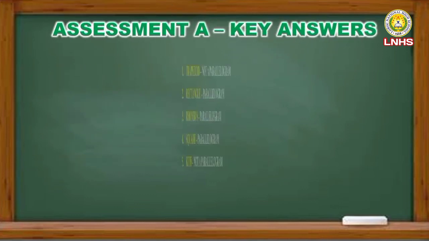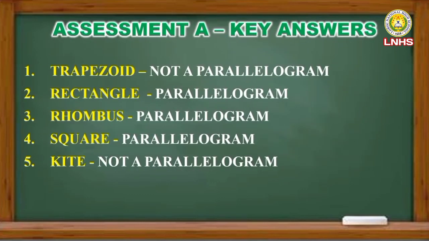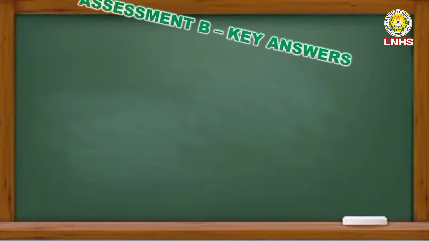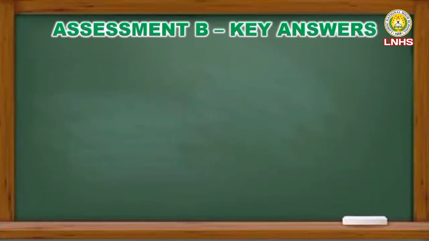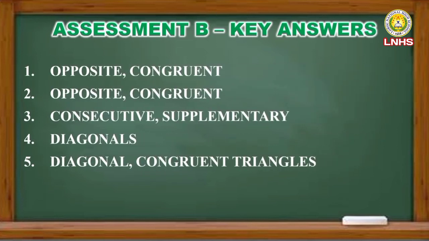Assessment A, answer key. For number 1, not a parallelogram. Number 2, parallelogram. Number 3, parallelogram. Number 4, parallelogram. Number 5, not a parallelogram. Assessment B, answer key. Number 1, opposite, congruent. Number 2, opposite, congruent. Number 3, consecutive, supplementary. Number 4, diagonals. And number 5, diagonal, congruent triangles.